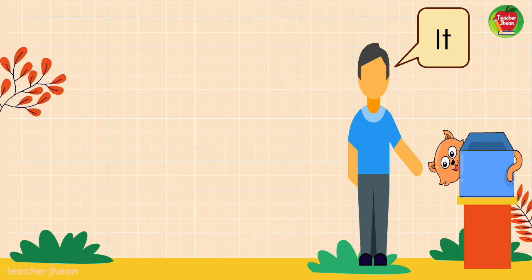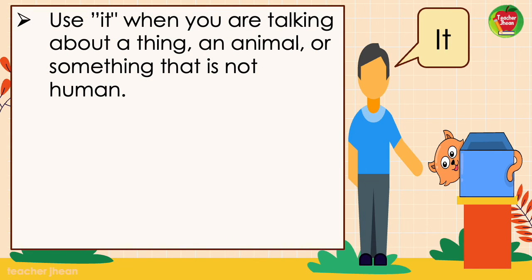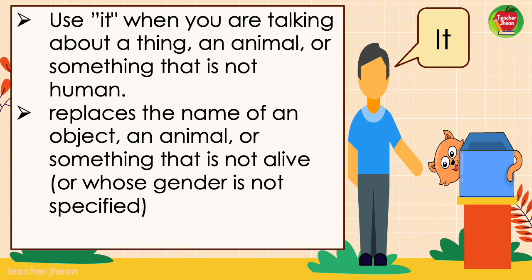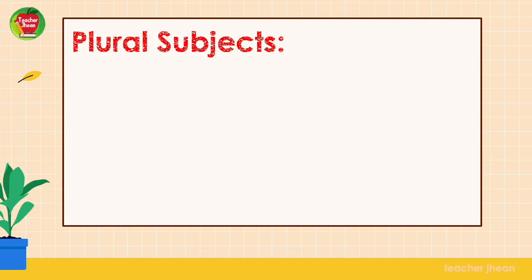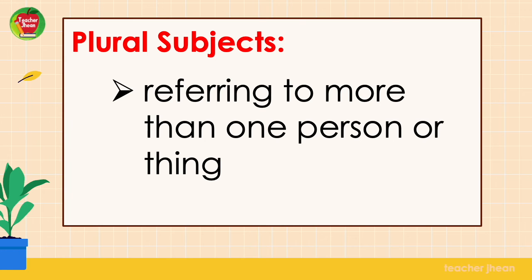It. Use it when you're talking about a thing, an animal, or something that is not human. It replaces the name of an object, an animal, or something that is not alive or whose gender is not specified. For example, it is outside the box. For plural subjects, it is referring to more than one person or thing.